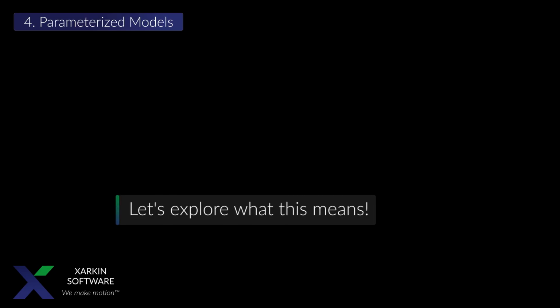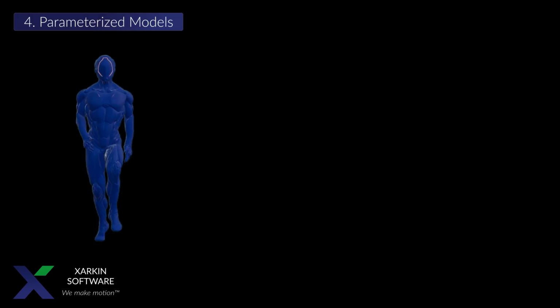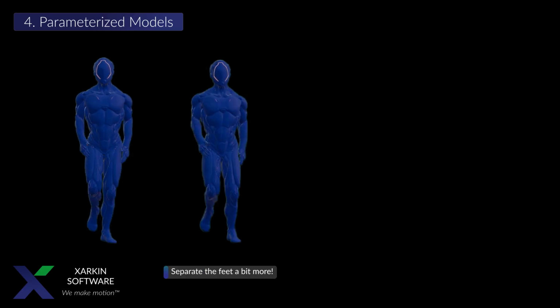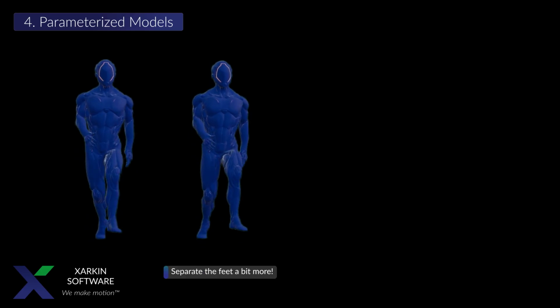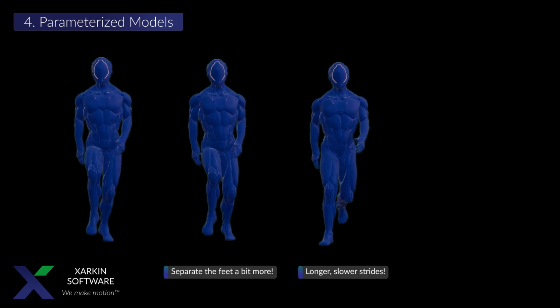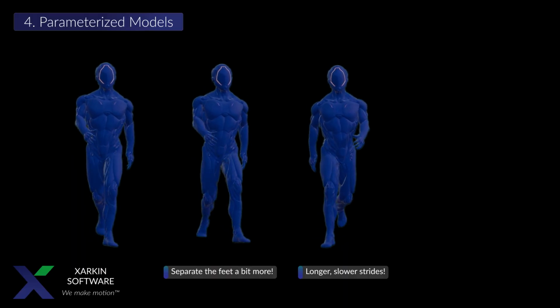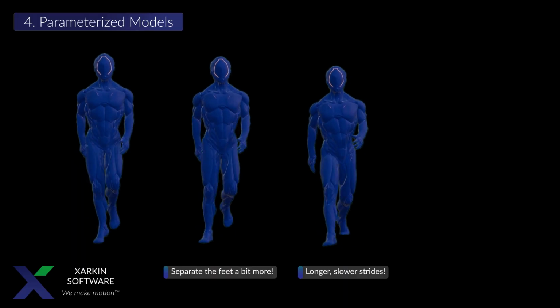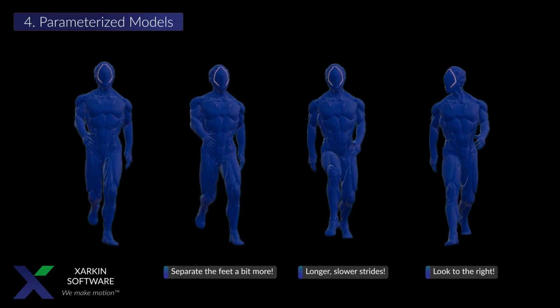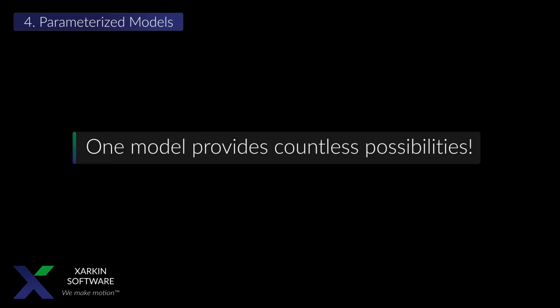To show this, we'll start with a motion model that generates pose data for a walk. The character on the left shows a typical walk. However, I would prefer that there was more separation between the feet. A simple script change, and now we have what we are after. I might also want longer, slower strides. Again, with some simple changes to the script, we now show exactly this. Finally, I was hoping the character could look to their right. We'll make an adjustment to the head yaw, and now we have what we are after. A single model provides countless possibilities. The motion shown here was all generated using Xarkin Motion Script.